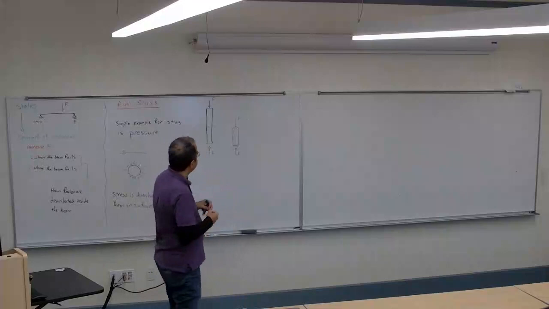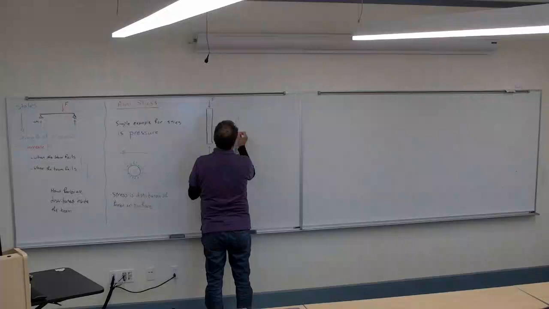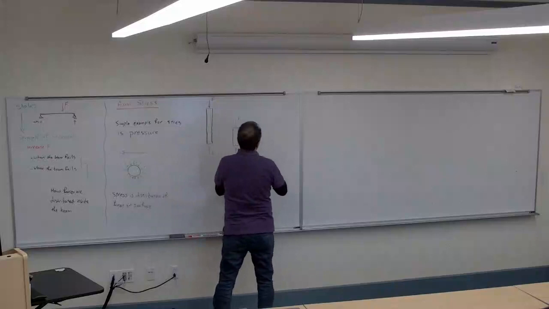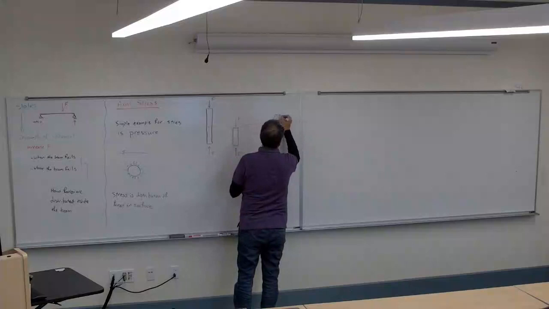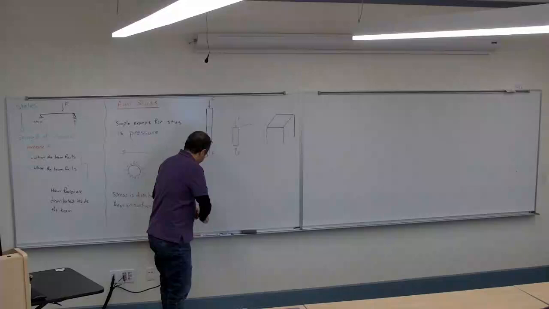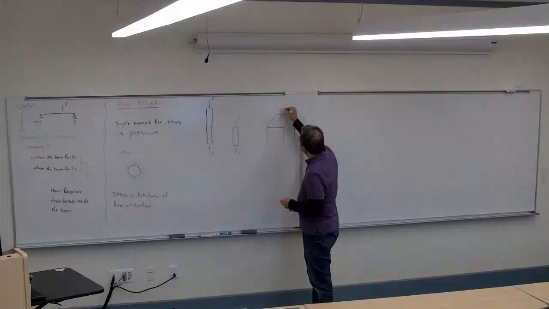Now, if I magnify this part, so if this is my cross section, if I magnify that, I'm going to have a single force like this, F, there.